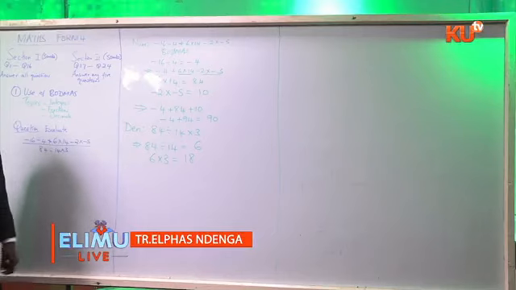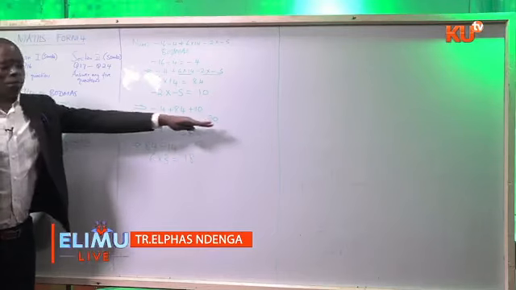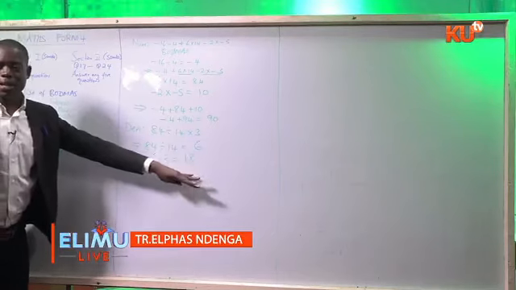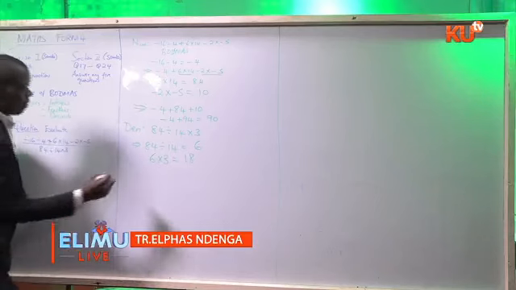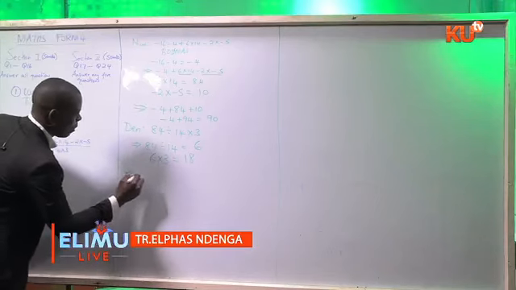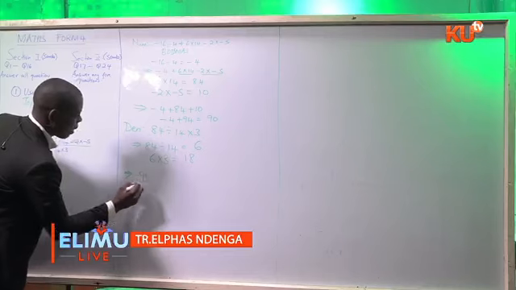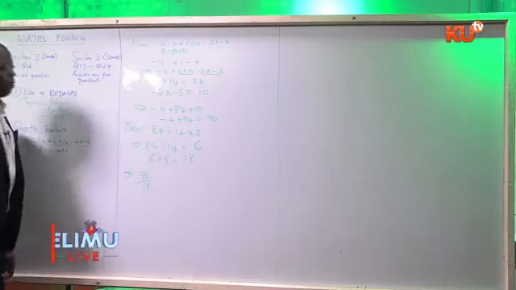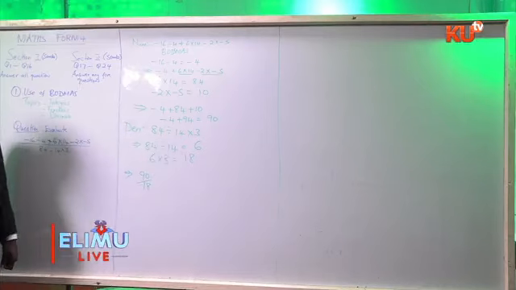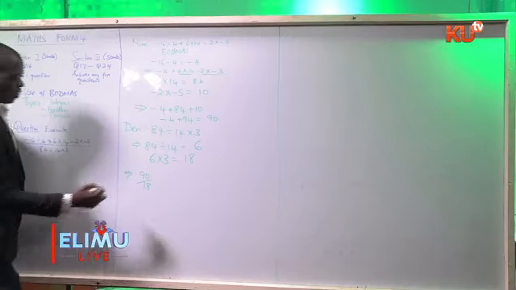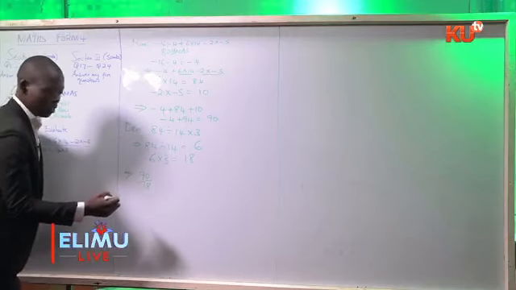Good. Therefore, you take the numerator and divide by the denominator. So our final solution will be 90 divided by 18. What is 90 divided by 18, students?